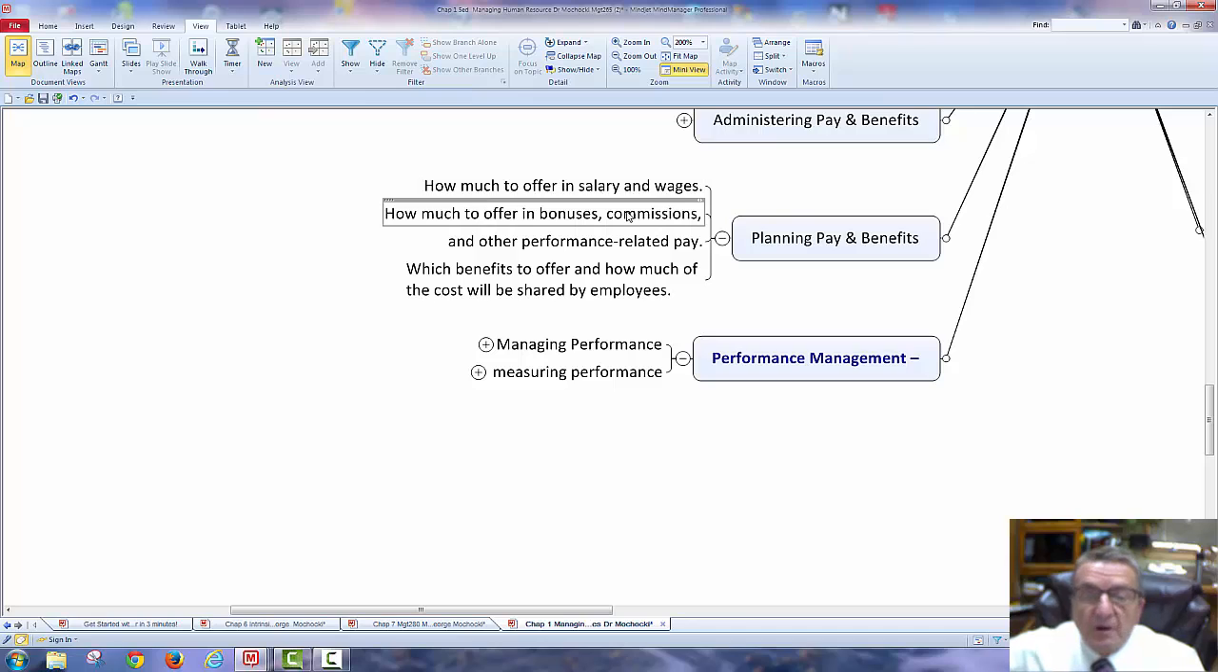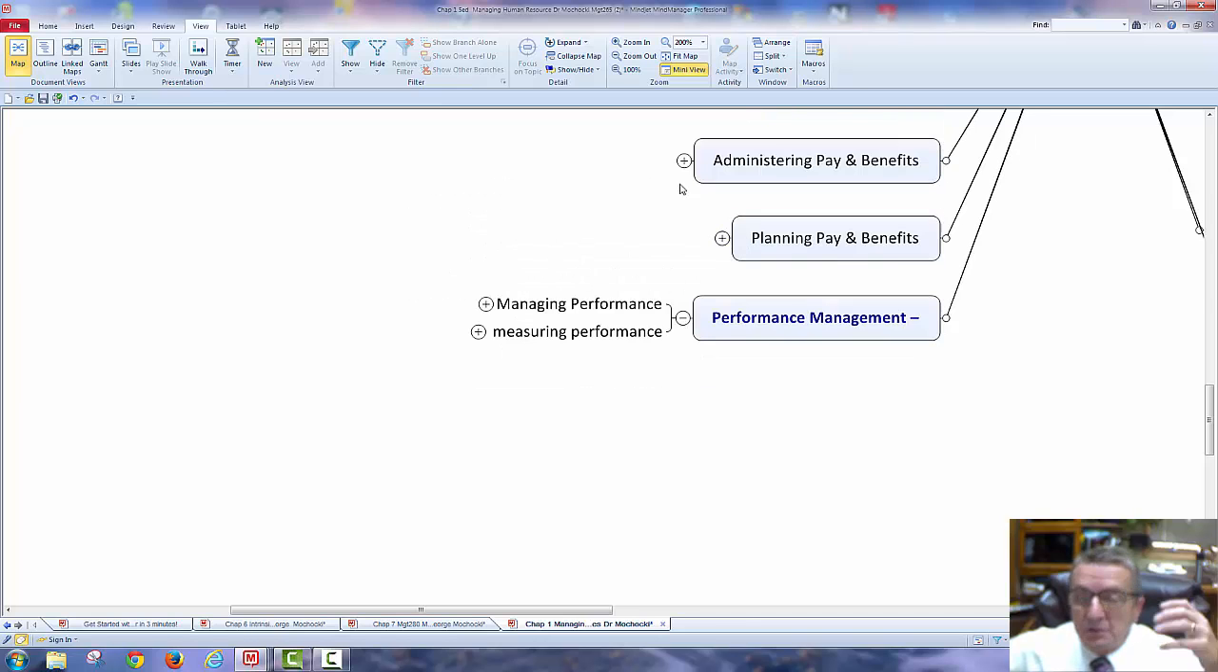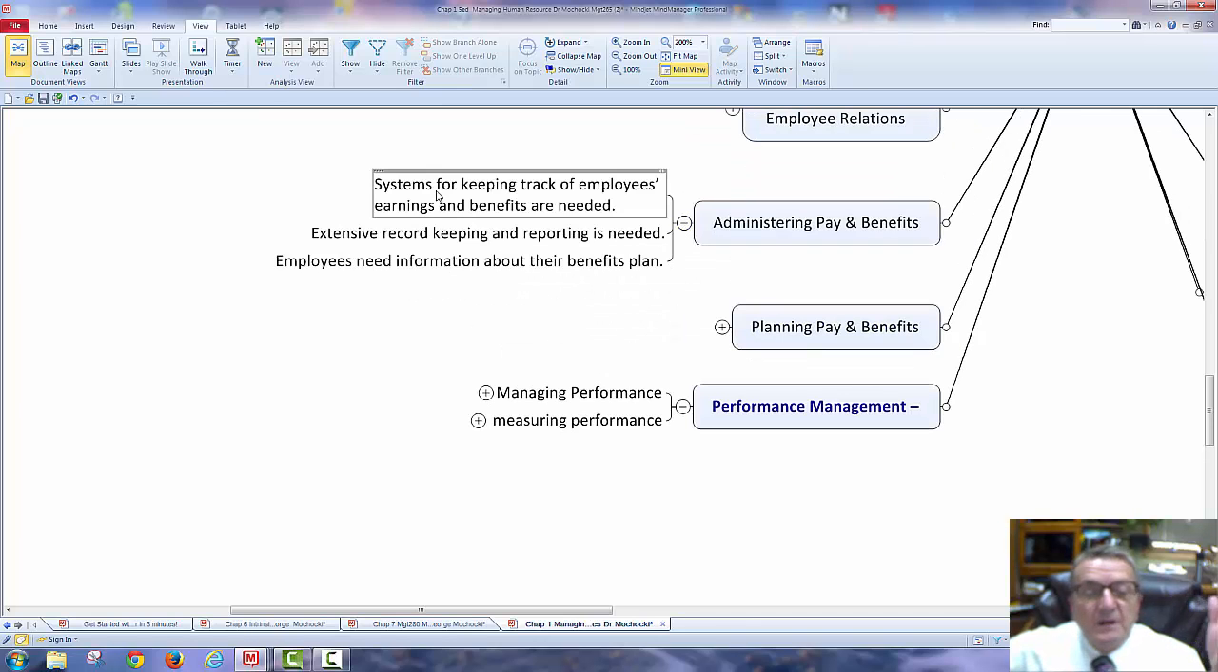How much bonus to offer? That means how much extra work they put in there, which benefits to offer, and how much will be cost shared by all the employees. System, attracting the system. Technology comes in good. Extensive record keeping and reporting is needed to make sure that you're paying the individual for the work that he or she's done above and beyond.